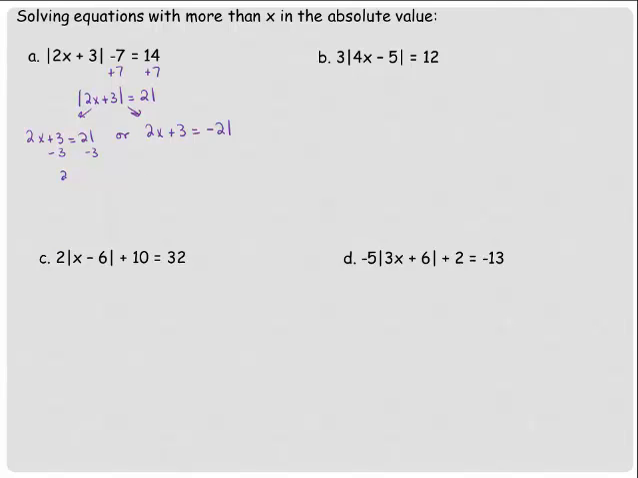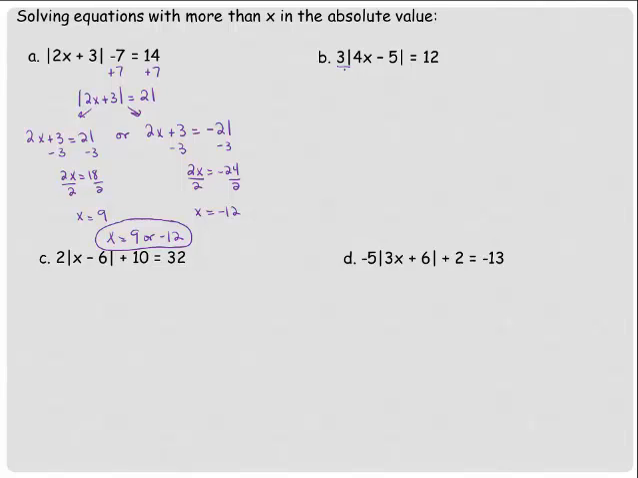Subtract 3 from both sides, 2x is equal to 18. Divide by 2, x is equal to 9. Subtract 3 from both sides, 2x is equal to negative 24. Divide by 2, x is equal to negative 12. So x is equal to 9 or negative 12. Now when the x is by itself, you get the same answer, a positive and a negative. If you have a plus or minus in here, you get two separate answers.